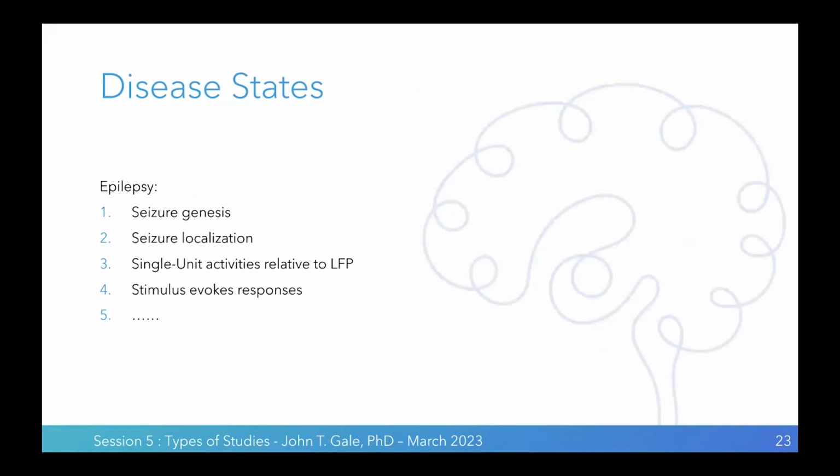Disease states. What can we look at with disease state? What is the genesis of seizures? Where is it located? How do single activities of neurons relate to LFPs? How do single neurons versus local fields react to stimulation? These are all very important questions in epilepsy and things that you can actually study with single unit activities off of the micro context, as well as the macro context.